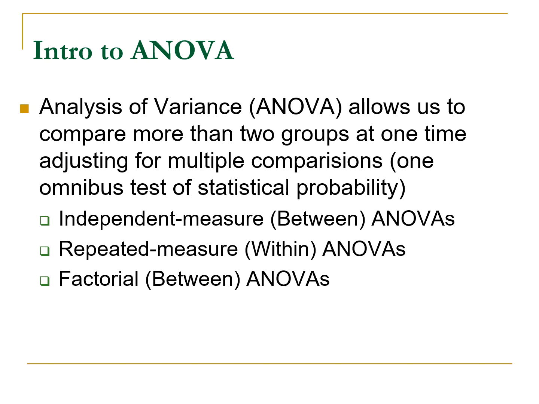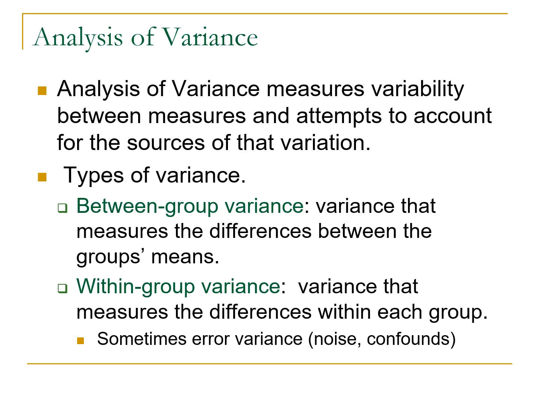So we're going to focus on three types of ANOVA in this class, and we're going to start with the independent measures between subjects ANOVA, which is the subject of this lecture. The analysis of variance measures variability between the measure and attempts to account for that source of variance. So again, there are two types of variance here. There's between groups variance, variance that measures the difference between group means, and that's going to be on the top of the equation. So we're looking at whether there is a meaningful difference in some form between our various conditions. And there's within group variance, variance that measures the differences within each group. Sometimes called error, variance, noise, and confound, and this is generally going to be at the bottom of our equation.